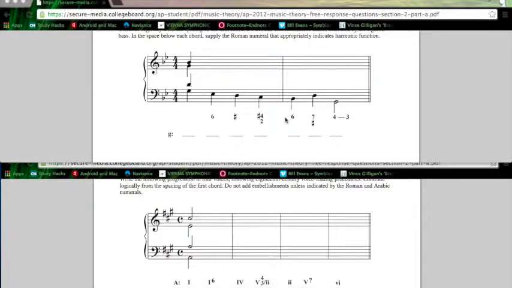Something else to keep an eye out for is if there's a slash through a number or any other kind of symbol, it just means to raise that number, raise the interval above the bass a half step. So much like the sharp next to the 4, if there were a slash through this 4, that would just mean whatever's a fourth above the bass, raise it by a half step. And you'd still get an F sharp. It's just another way of writing it.